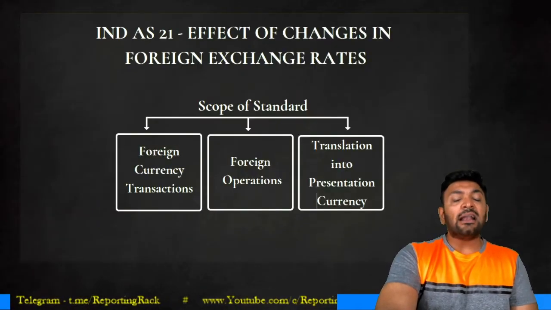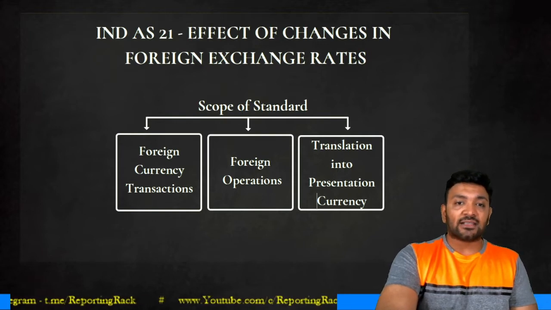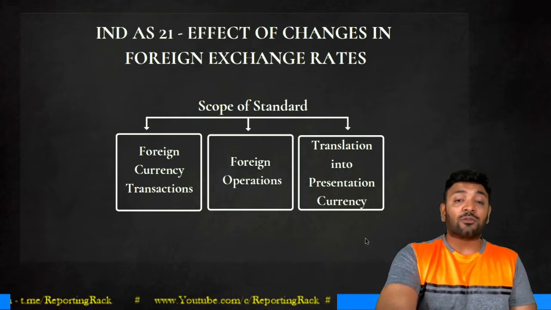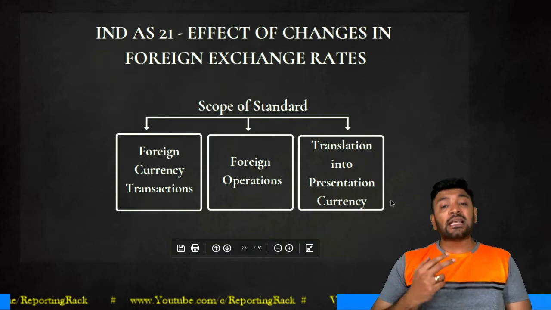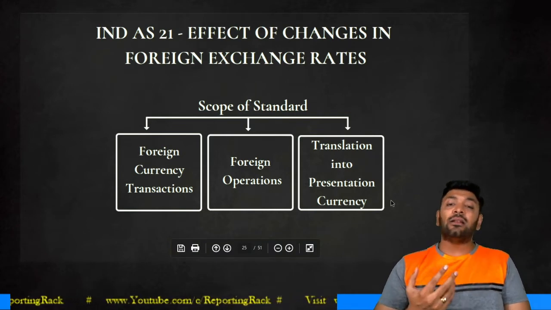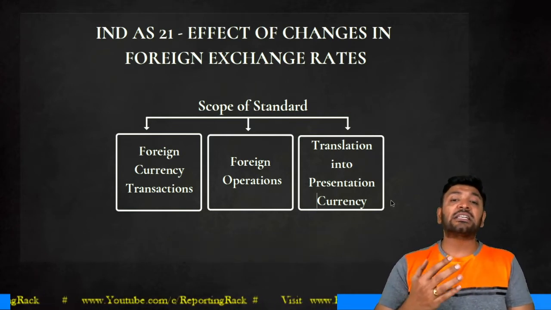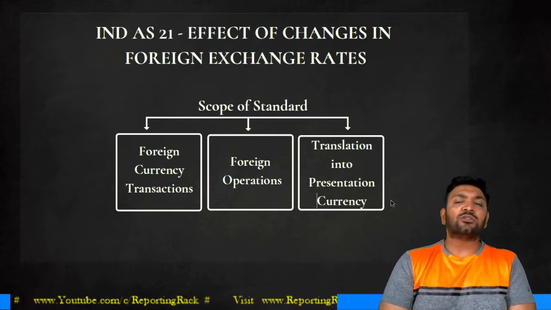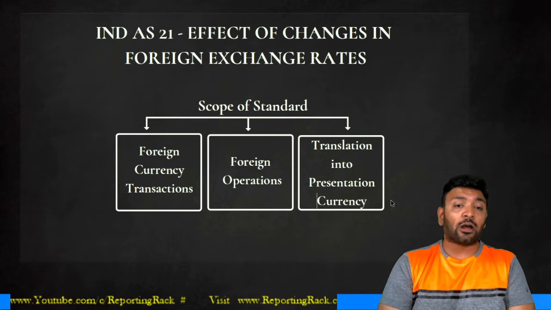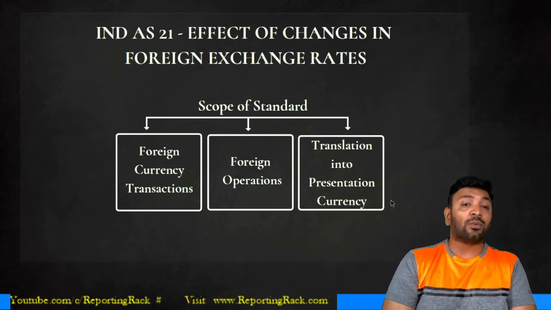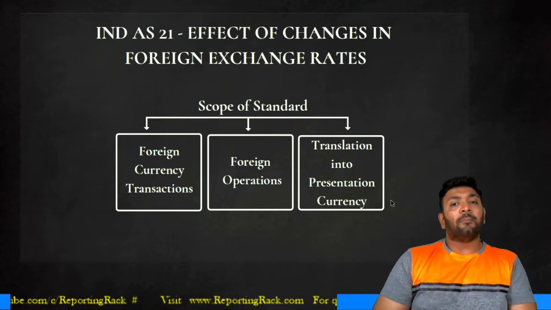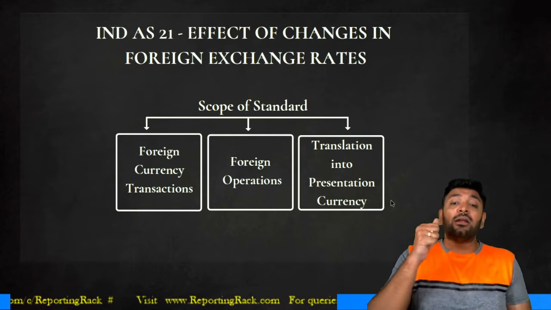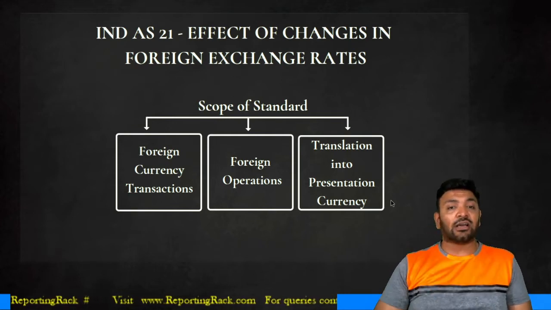So the standard deals with predominantly three parts. The first part deals with foreign currency transactions. The second part deals with foreign operations. The third one deals with translation into presentation currency. Foreign operations and foreign currency transactions are very similar to what we dealt with under AS 11. But this third one has come into the picture, that is, translation into presentation currency.